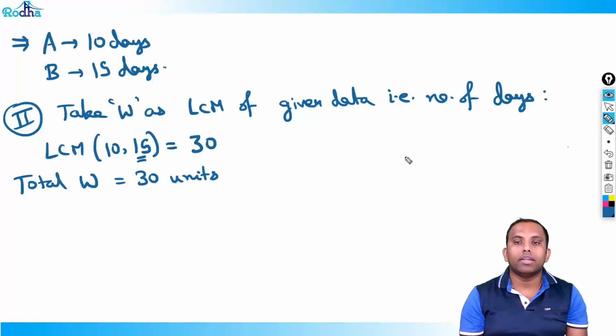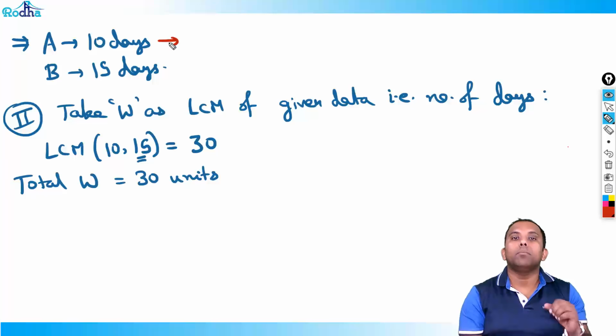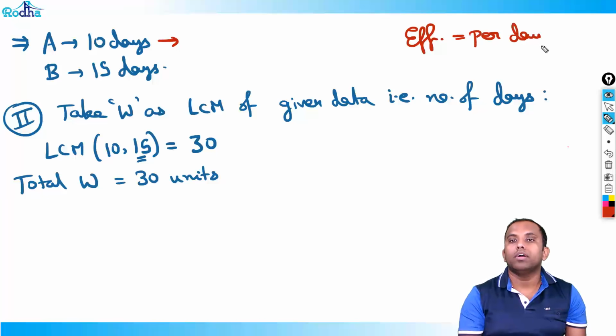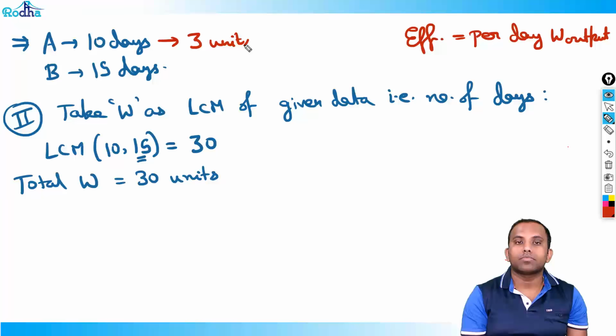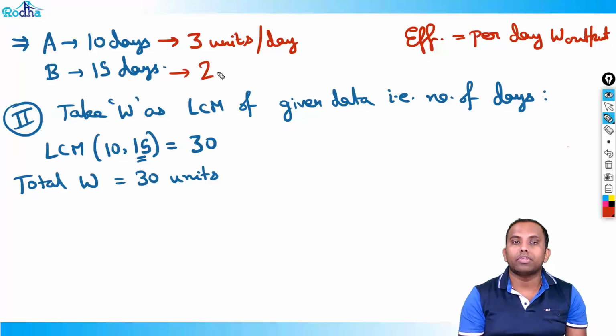A can do the work in 10 days. So what is the efficiency of A? Efficiency is basically per day work output. A can do 30 units of work in 10 days, so A's efficiency is 3 units per day. What is B's efficiency? B can do 30 units of work in 15 days, so B's efficiency is 2 units per day.